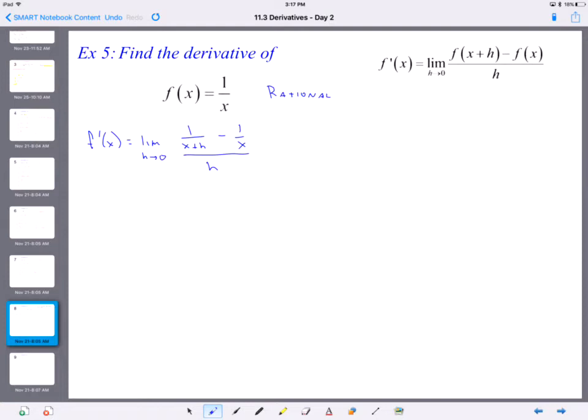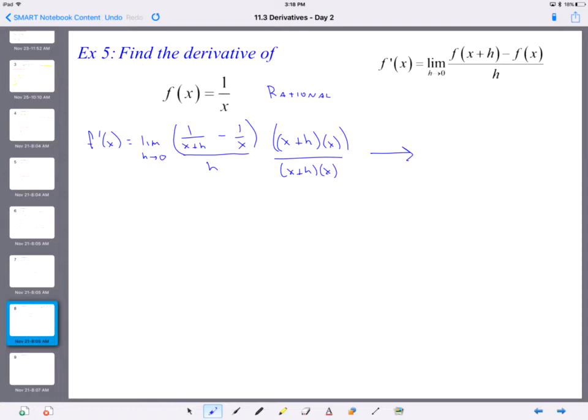So we notice there's a common denominator of x and x plus h. So we're going to use that to take this entire quantity and multiply by those two factors, x plus h and x. And we'll do that to the top and to the bottom of that fraction. And what happens when we do that? Well, I'm going to show you over here and then I'll rewrite it below.